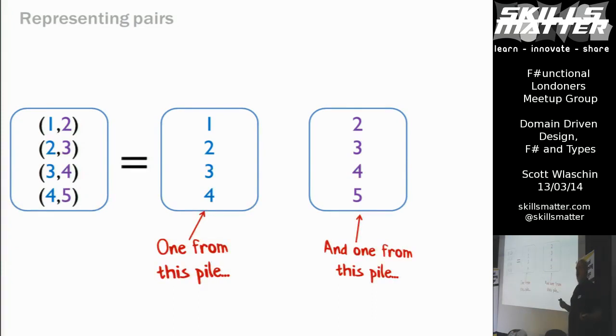How many different pairs could you possibly have? Well, if there were 10 things in the first pile and 10 things in the second pile, how many possible combinations? There were 100, right? So it's that one times that one. That's why you call it multiplying the types, because it's that pile times that other pile.